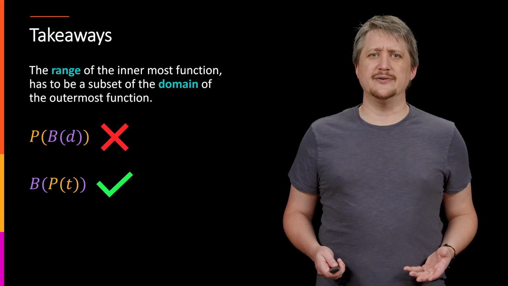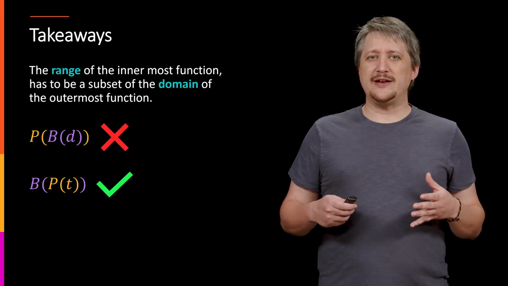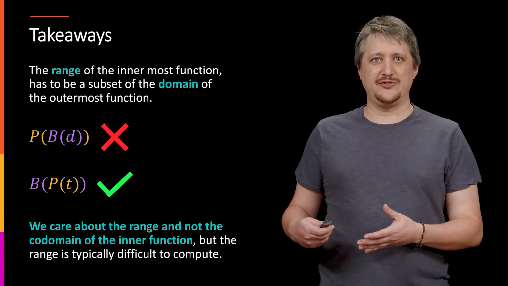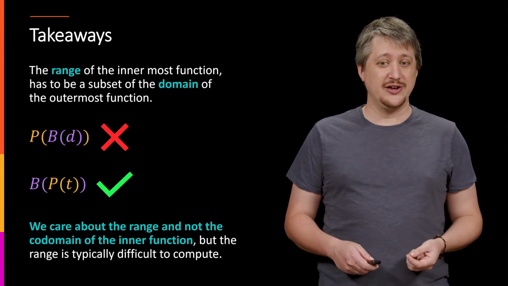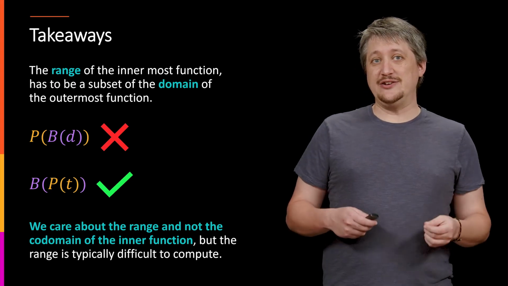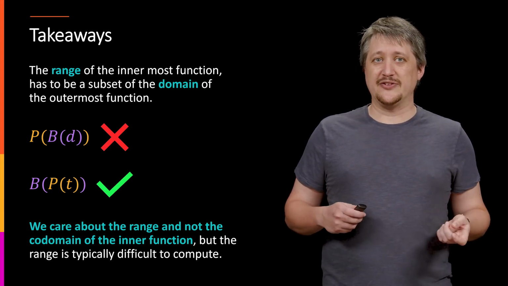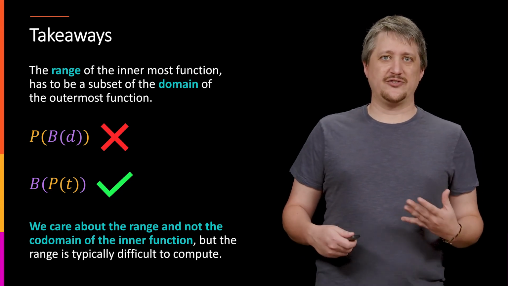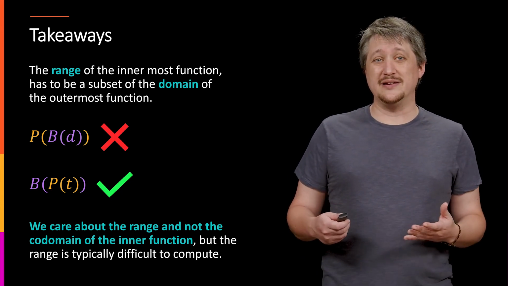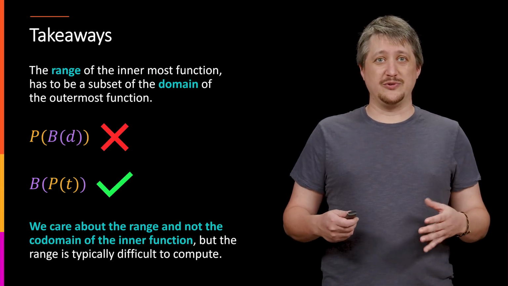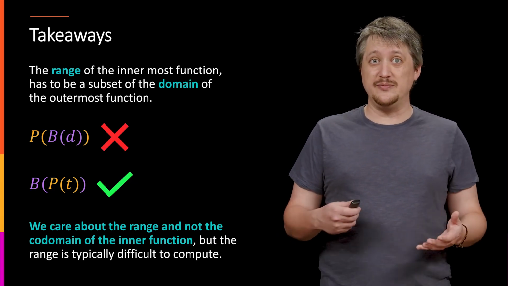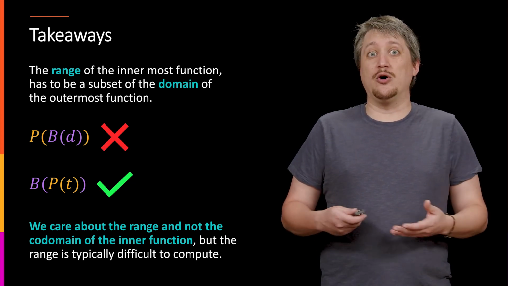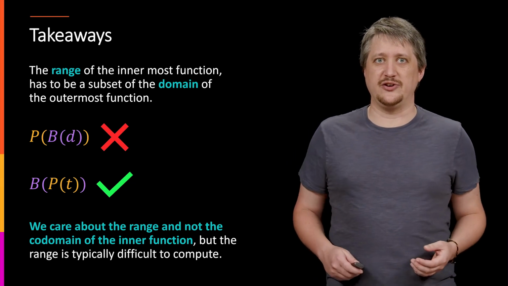Now, as a note here, though, it can be very difficult to actually get the range itself. So although what we care about is the range, it turns out that the range can be difficult to actually compute. So a lot of the time we'll use the codomain, because that's given as part of the definition of the function, as a quick check. Because remember, the codomain is always going to include the range. The range is a subset of the codomain. So if the codomains line up, you know already immediately that the range is going to work.